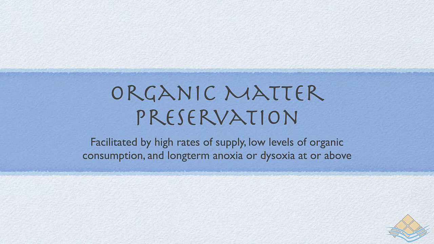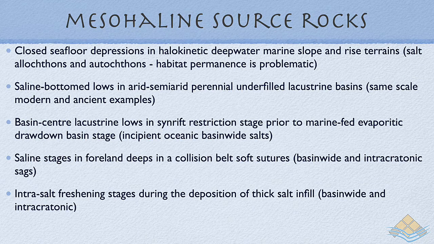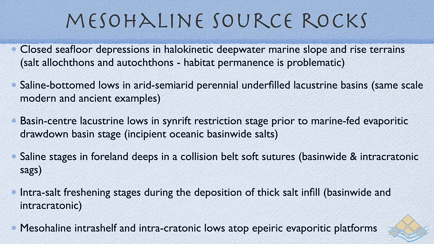And so with that in mind, let's now look at where organic rich sediments accumulate in the Phanerozoic. Well, we saw in the previous module how closed seafloor depressions, deep hypersaline anoxic lakes atop salt allochthon or autochthon provinces tend to accumulate organic material. We also saw how the instability of that environment means that these accumulations tend to be local scale and have a relatively low preservation potential compared to the other mesohaline settings we're going to discuss.